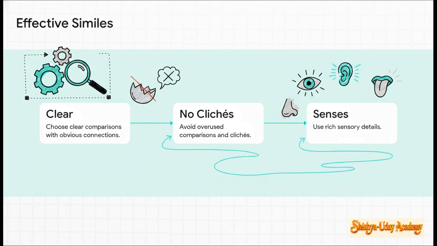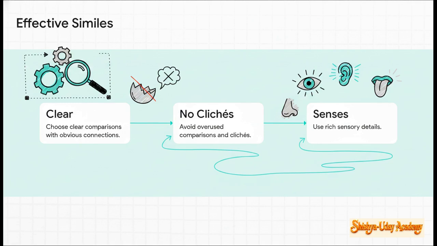Step 2. Avoid overused cliches. Just bypass those tired, broken phrases we literally just talked about. And step 3. Use rich sensory details. Anchor your comparison in the rich icons of the 5 senses: sight, sound, touch, smell, and taste.